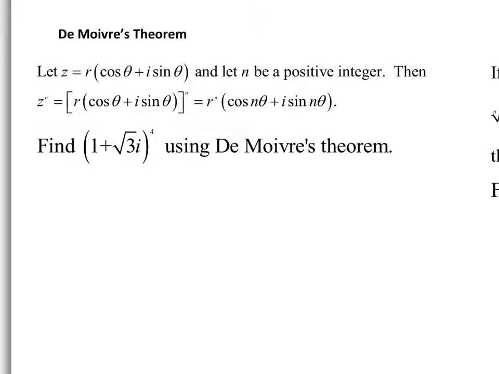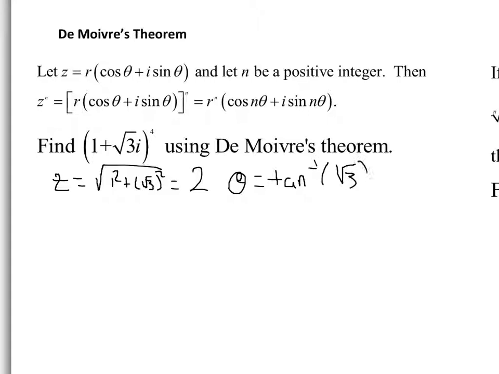So, let's find our z. So r equals the square root of 1 squared plus square root of 3 squared, which is 2. And theta is the inverse tangent of square root of 3, which is pi over 3.